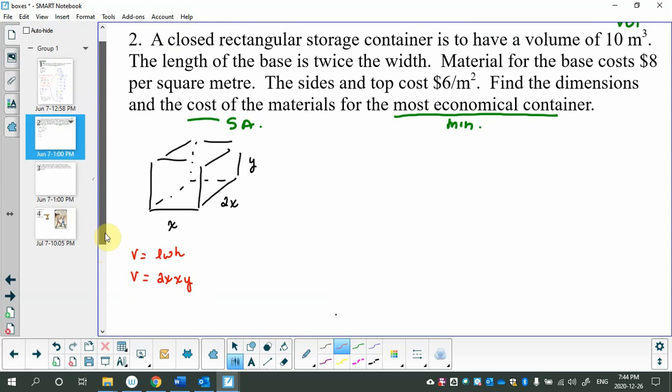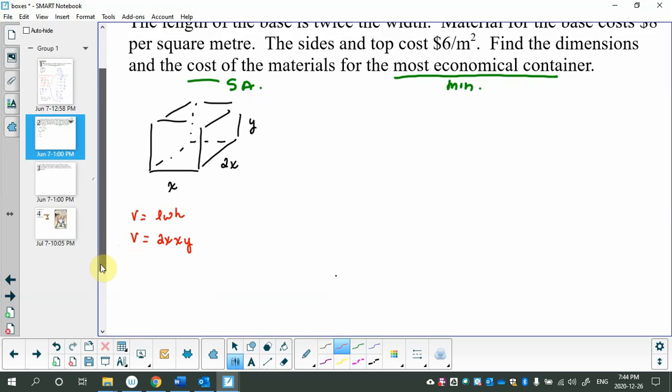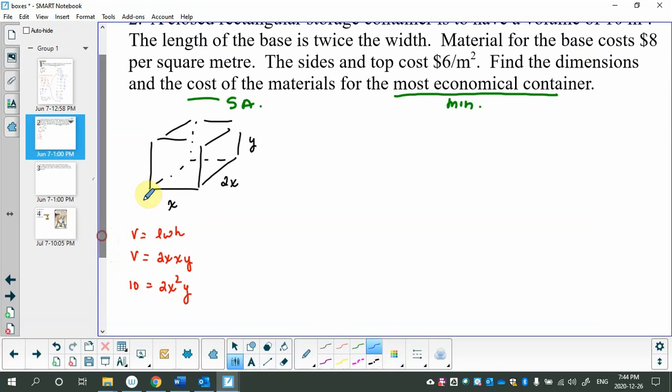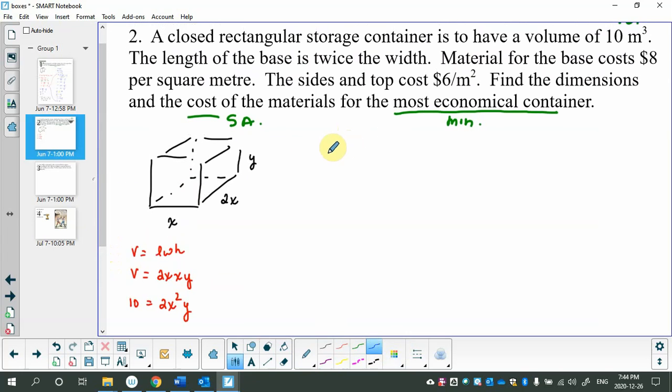And volume is 10 meters cubed, right here. So that's 10 equals 2x squared y. And now I can move on to my blue stuff. So I'm going to start with surface area. Yeah, I know there's costs. I'm going to start with surface area.